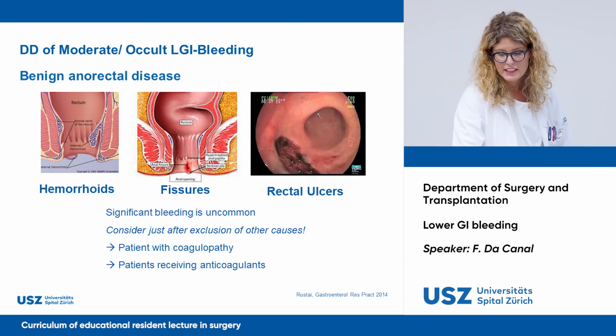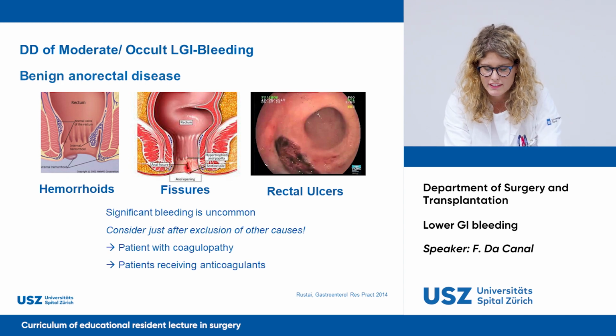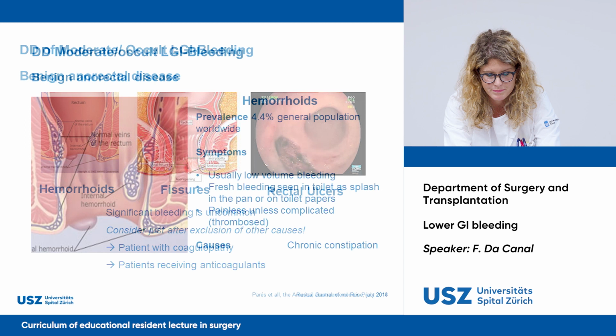In that case, significant bleeding is uncommon. We should not settle on a benign anorectal disease until other causes have been excluded. And usually, bleeding coming from that cause involves patients with coagulopathies or who are receiving anticoagulants.